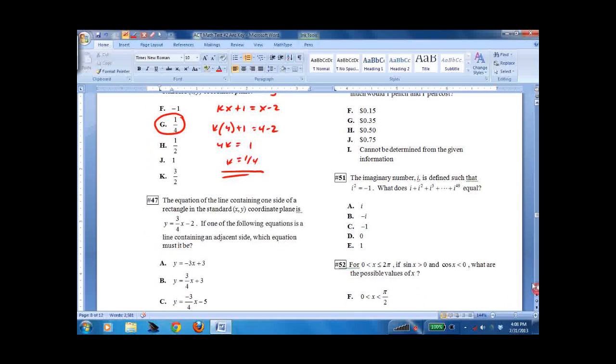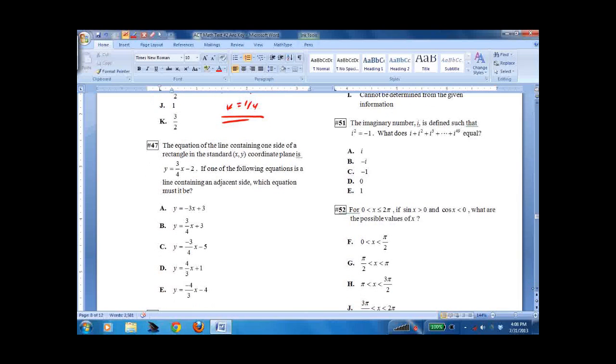47. Equation of a line containing one side of a rectangle. Ooh, I hear about an equation. I better graph something. Down 2. Up 4. So we've got some sort of rectangle, some shape like that. Slope of this line is 3/4. So it says, what's the following equation of an adjacent side?